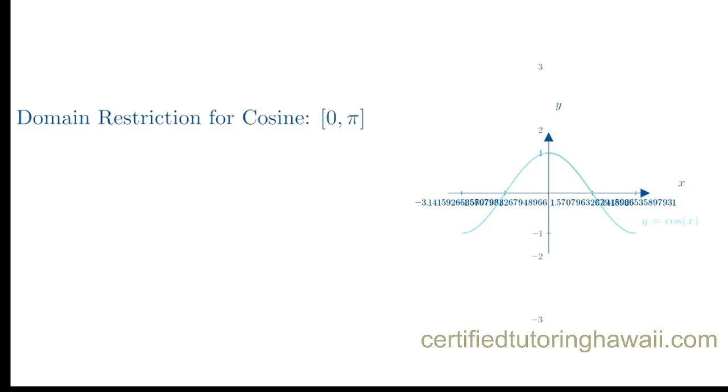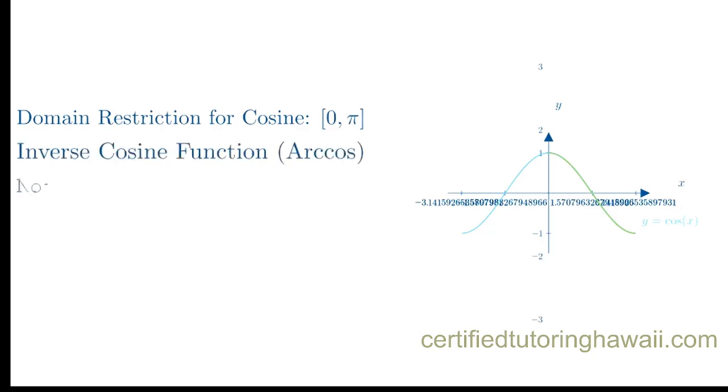This portion of the graph is now 1 to 1. It starts at y equals 1 at x equals 0, decreases to y equals -1 at x equals pi, and is continuous and decreasing throughout the interval. Any horizontal line here will intersect the graph at most once. The domain of this restricted cosine function is 0 to pi, and its range is -1 to 1. Now that it's 1 to 1, we can define its inverse.